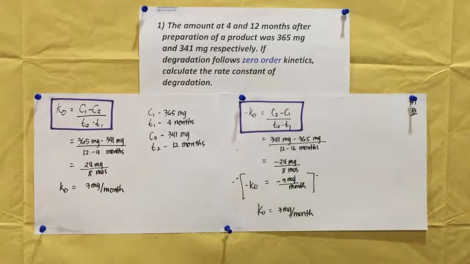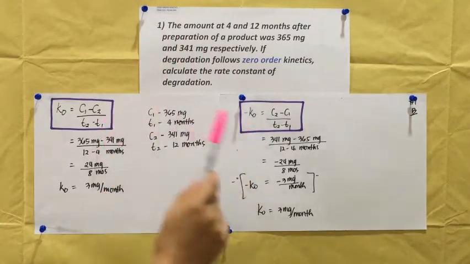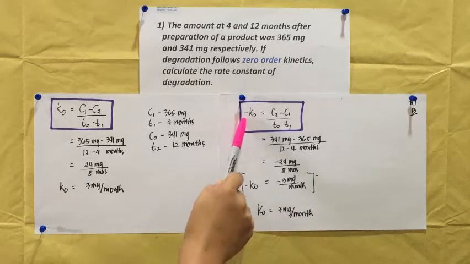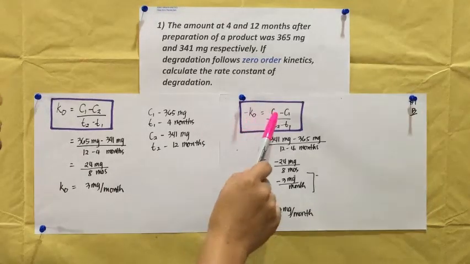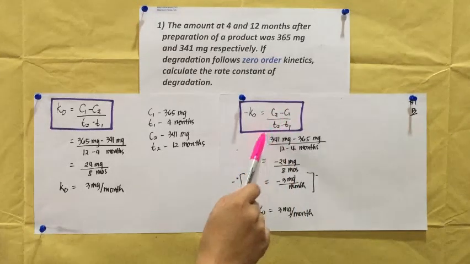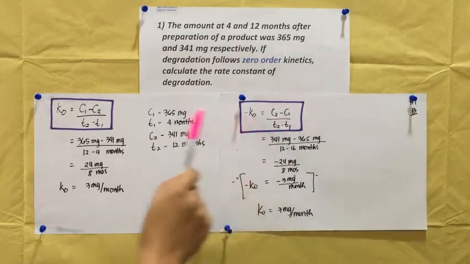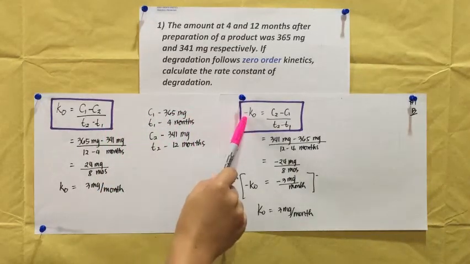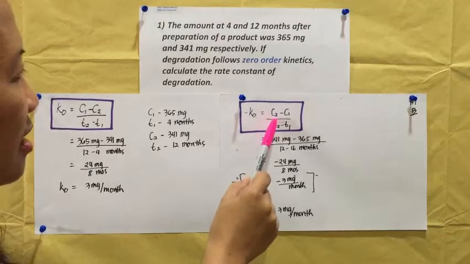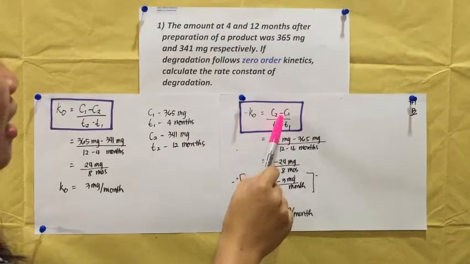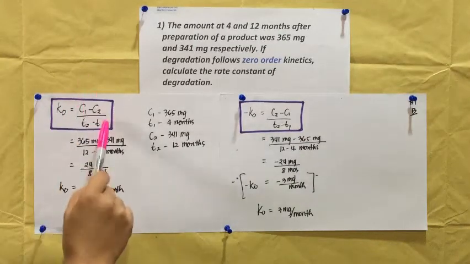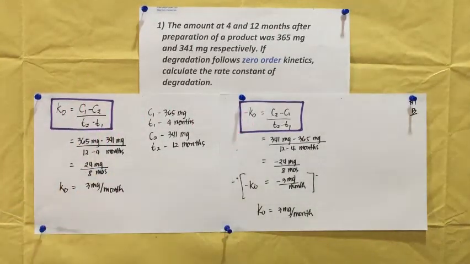Now there is also another way of solving this problem. Although they are both the same, if you notice, this one is negative KO. So negative KO is equivalent to C2 minus C1 divided by T2 minus T1. So comparing the two, what is the difference? Since this bears a negative, the first one is C2 to be deducted with C1, while in this formula, C1 comes first, minus C2. So that is the only difference between them.